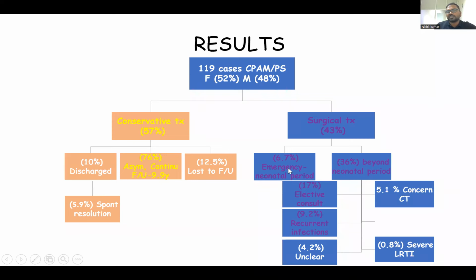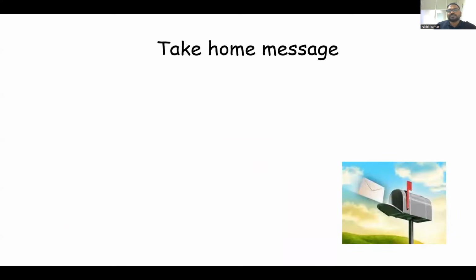In surgical treatment, 6.7% had emergency surgery, and 36% had surgery beyond the neonatal period and are in follow-up. 17 went for elective surgery because of CT concern, another 9.2% had recurrent infections, and 4.2% were unclear. So with this study, we come to the conclusion that congenital lung malformation can also be observed with conservative management if the symptoms are not that severe. If the condition is not improving and the baby is becoming worse, then we will go for surgical correction.